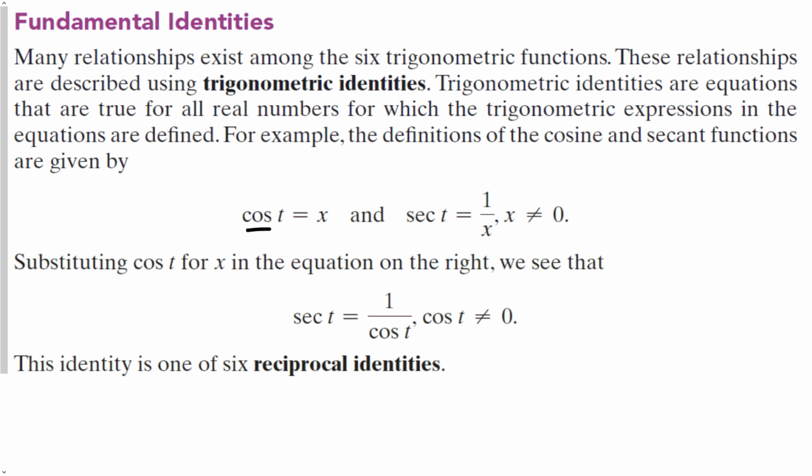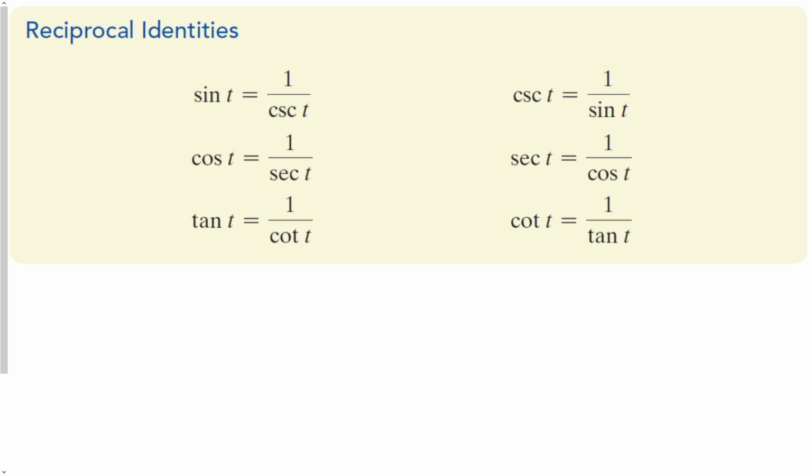If we start with cosine, and we just know that because cosine is equal to x and secant is equal to 1 over x, I can just replace cosine with x because they are equal to each other, cosine of t, right? And so this idea gives us our 6 reciprocal identities. That sine is 1 over the cosecant. Cosecant is 1 over the sine. Cosine, 1 over the secant. Secant, 1 over the cosine. Tangent, 1 over the cotangent. And cotangent, 1 over the tangent.